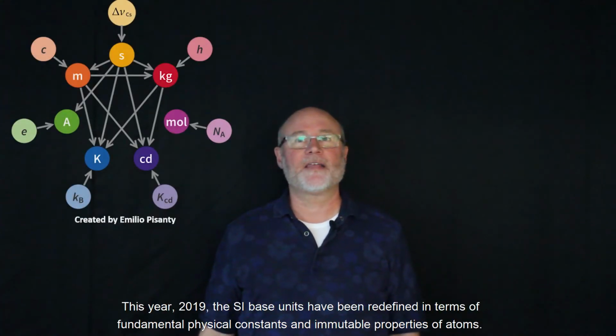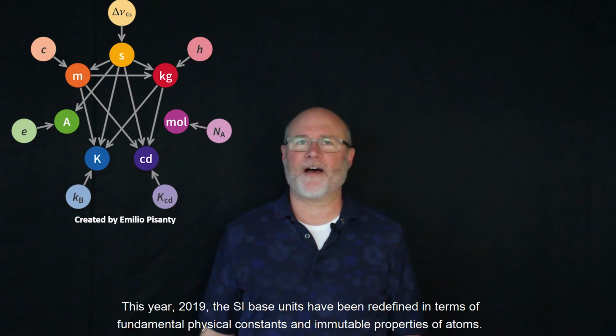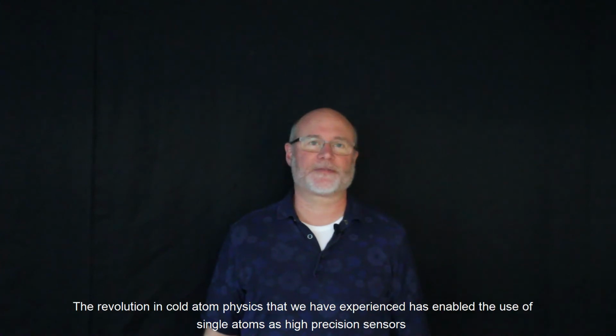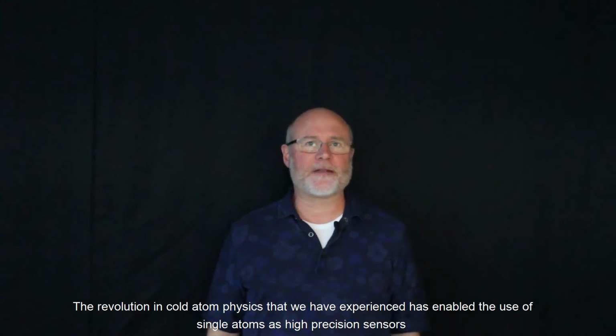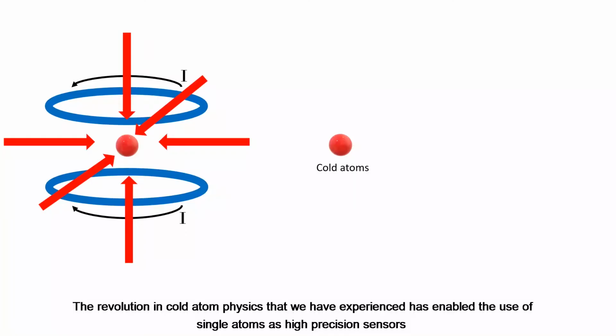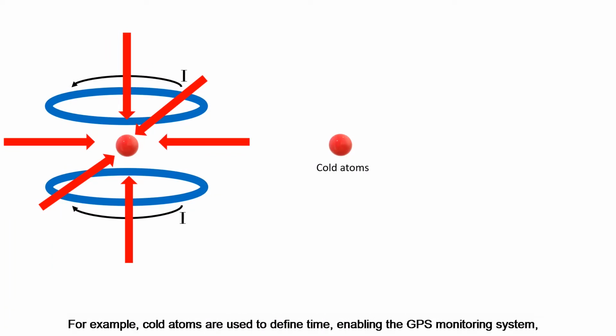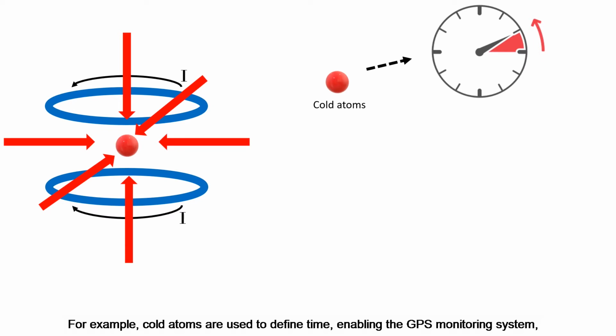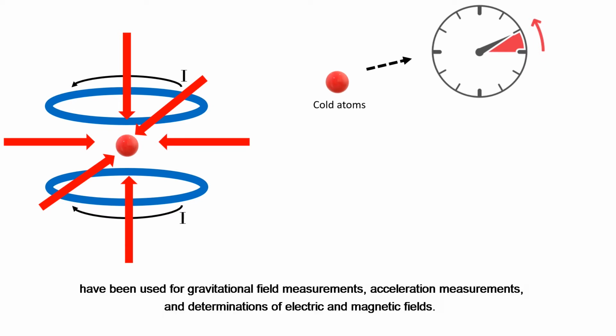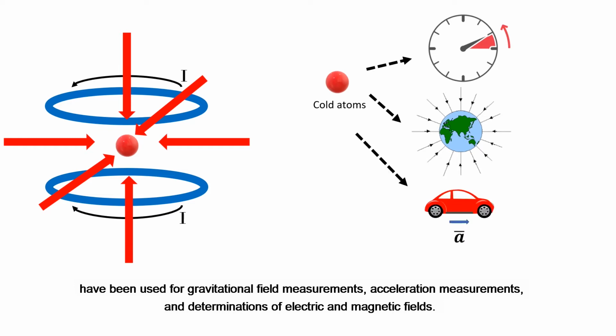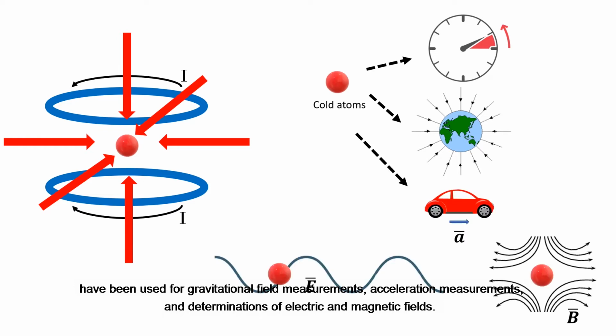Metrology is the basis of science, engineering, and technology. This year, 2019, the SI base units have been redefined in terms of fundamental physical constants and the immutable properties of atoms. The revolution in cold atom physics that we've experienced has enabled the use of single atoms as high-precision sensors. For example, cold atoms are used to define time, enabling the GPS monitoring system. They've been used for gravitational field measurements, acceleration measurements, and determinations of electric and magnetic fields.